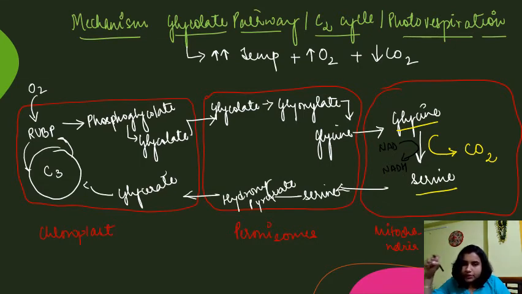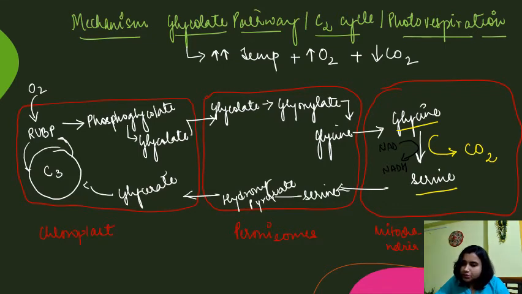So what is photorespiration? Whenever there is a very high amount of oxygen in the atmosphere, this oxygen will interact with the Rubisco, RuBP, and it changes to phosphoglycolate. Phosphoglycolate will change into glycolate. Glycolate then moves from chloroplast to peroxisome, right? There it changed to glyoxylate. Glyoxylate will change to glycine, right? Now this glycine again will pass to mitochondria.